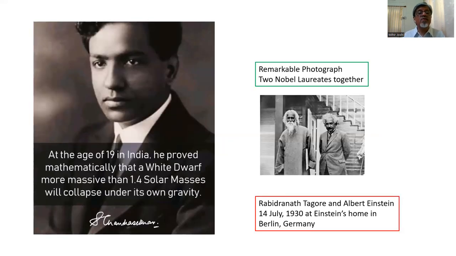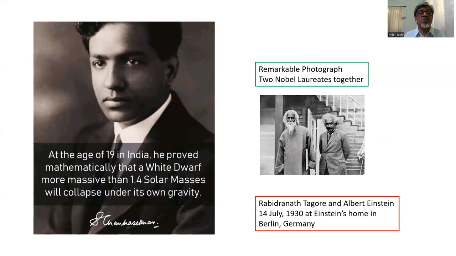These are two beautiful, very important pictures. One is a remarkable photograph of two Nobel laureates together: Rabindranath Tagore and Albert Einstein. The picture was taken at Einstein's home in Berlin, Germany, on July 14, 1930.